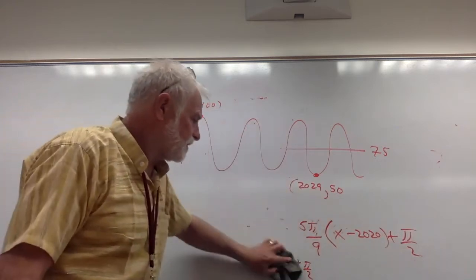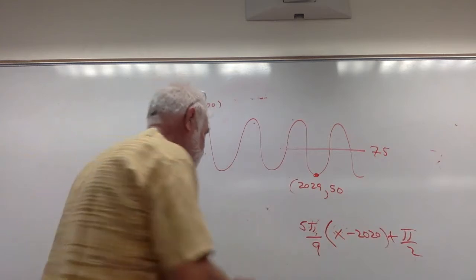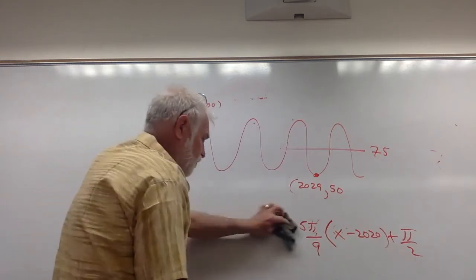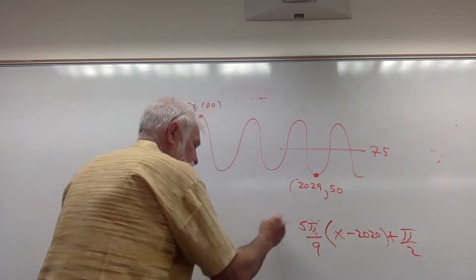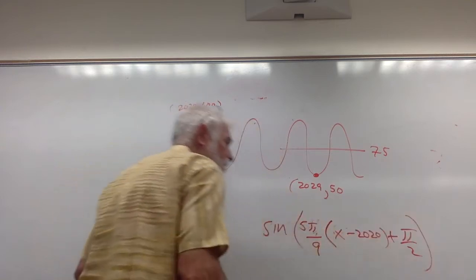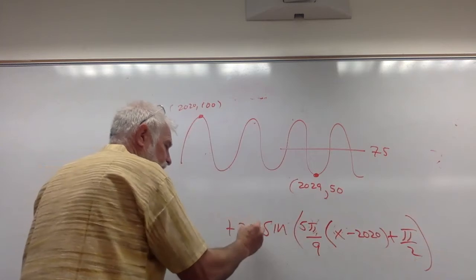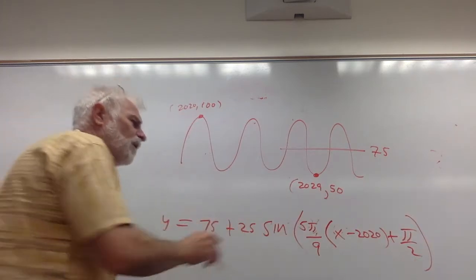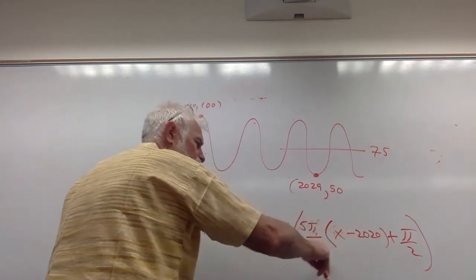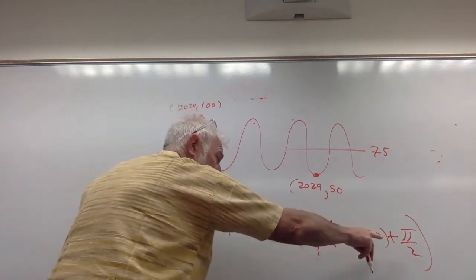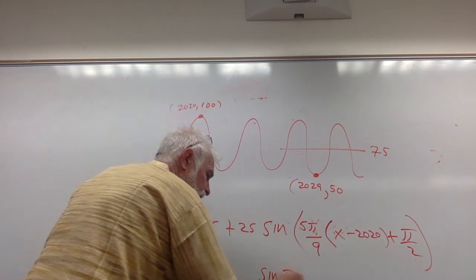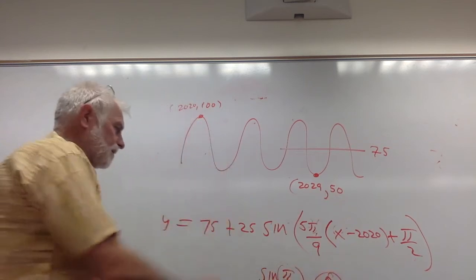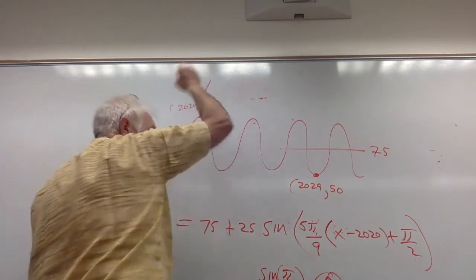All right, so let's actually see how this works as a sine function, because it sure seems like 75 plus 25. Oh, I didn't make enough room there. Let's put the sine in first. The sine of this correspondence, getting all those ones and negative ones, amplified by 25 plus 75, should be my function. So let's put 2020 in. 2020 minus 2020 times 5 pi over 9 is 0 plus pi over 2. Well, what's the sine of pi over 2? Sine of pi over 2, we've done that enough. That's a 1 times 25, 25 plus that. Geez, it works for that.